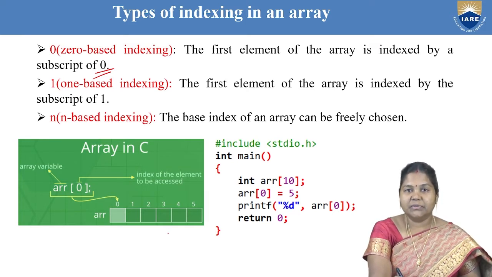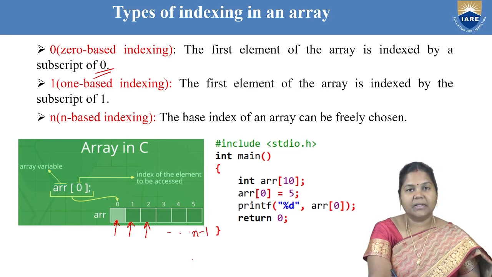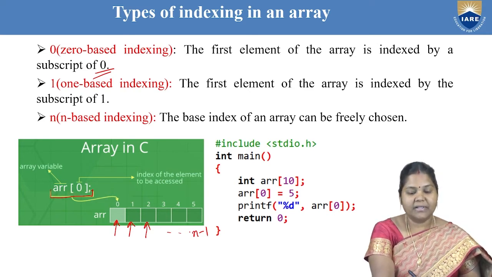Now, the array concept in C language uses zero-based indexing. So the first element will have index number 0, the second element will have index number 1, the third element will have 2, and the last element will have n minus 1 as the index, where n is the number of elements. So you can see over here, array of 0 refers to the array variable.